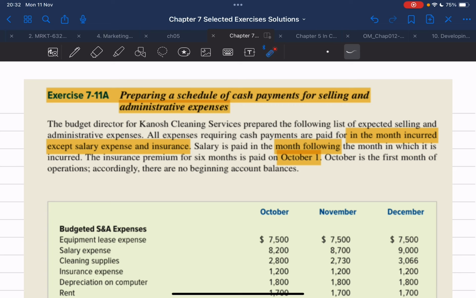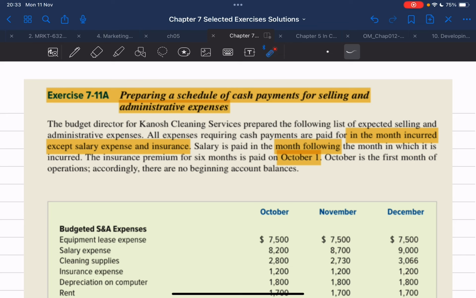The question says, the budget director for Kanoosh Cleaning Services prepared the following list of expected selling and administrative expenses. All expenses requiring cash payments are paid for in the month incurred, except salary expense and insurance. Salary is paid in the month following the month in which it is incurred, and the insurance premium for 6 months is paid on October 1st. October is the first month of operations. Accordingly, there are no beginning account balances.